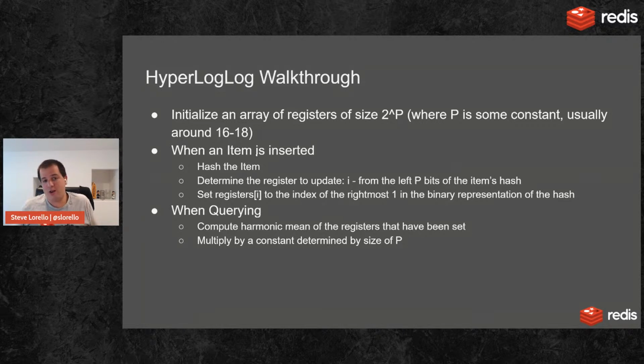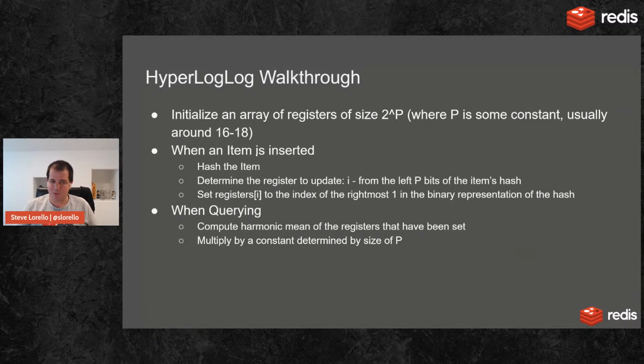When an item is inserted into the HyperLogLog, you determine the register to update by hashing the item and then taking the left p bits of the item's hash. And so you set that register, whatever that index is, to the index of the rightmost one in the binary representation of the hash. And how does this work?